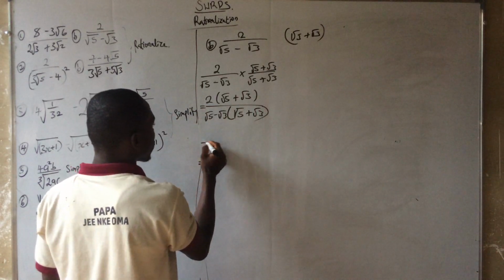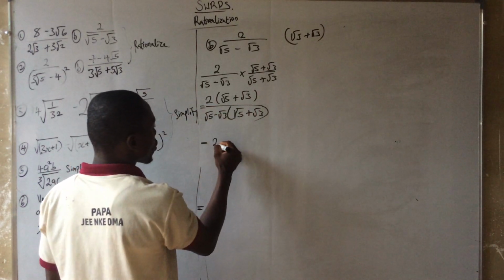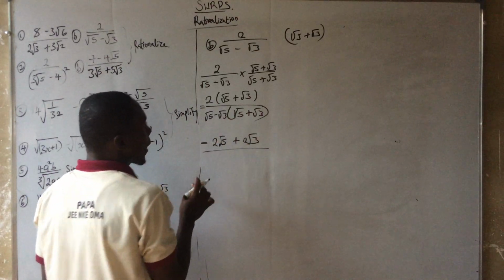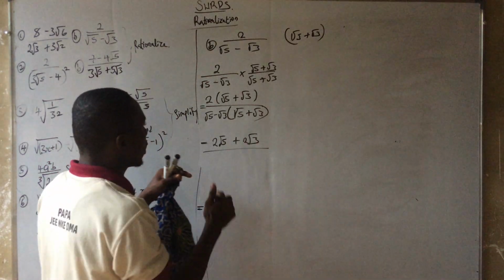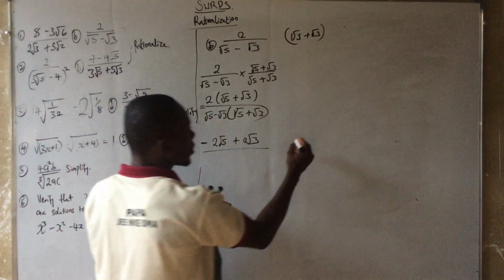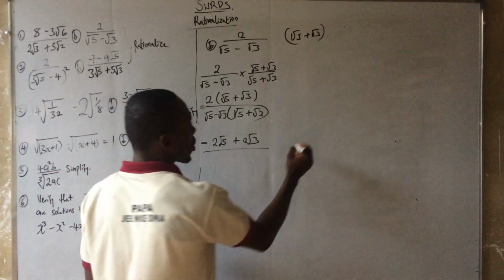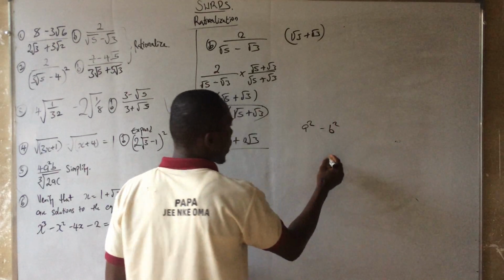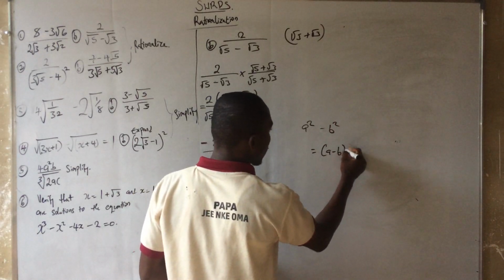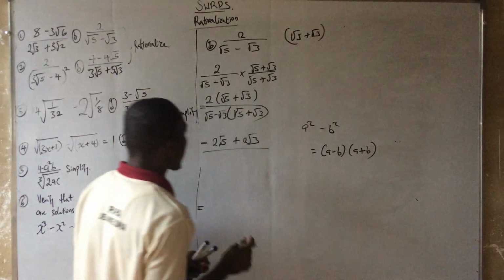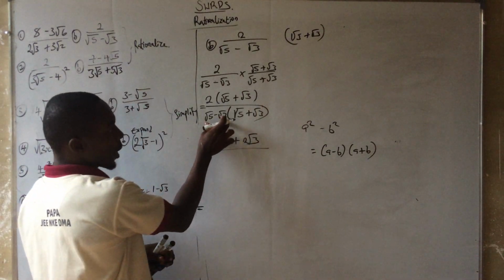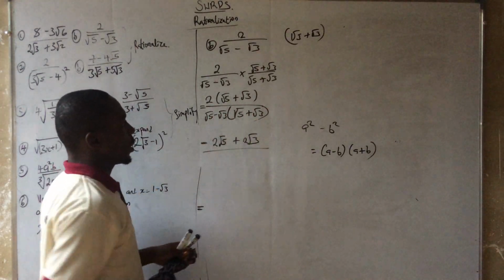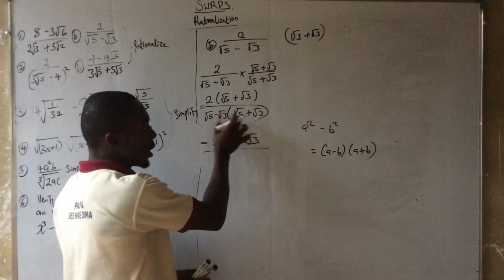So the next thing we're going to do here now is this: 2 root 5 plus 2 root 3, all over this. Now here, remember what we did earlier? Our main aim is to obtain a square minus b square. This is going to give us a minus b, a plus b. And if you watch here, that is what we have: a minus b, a plus b, with root 5 to be a and root 3 to be b.